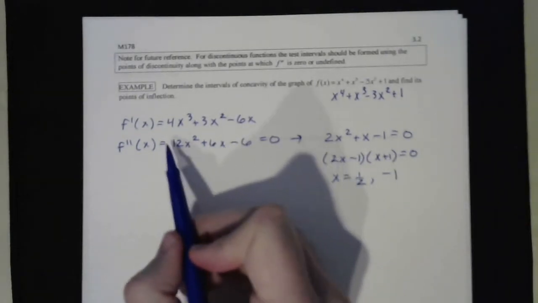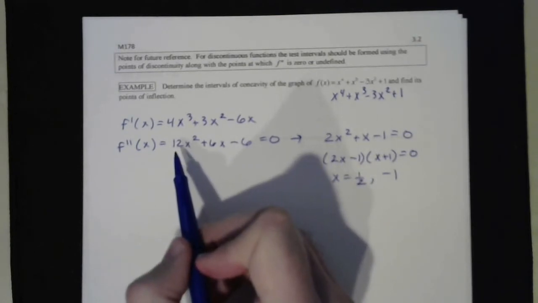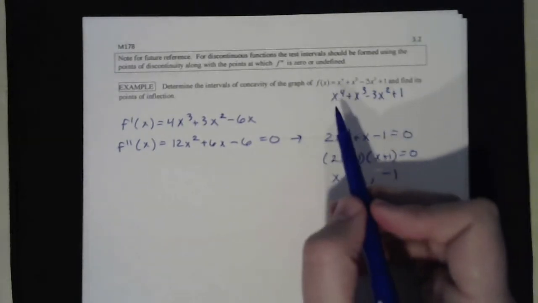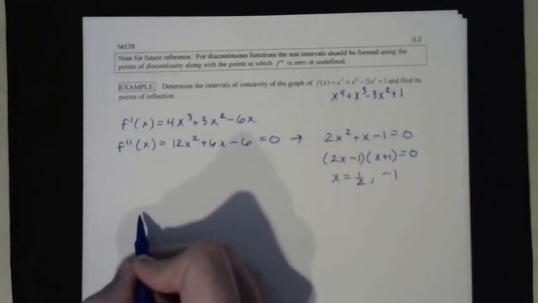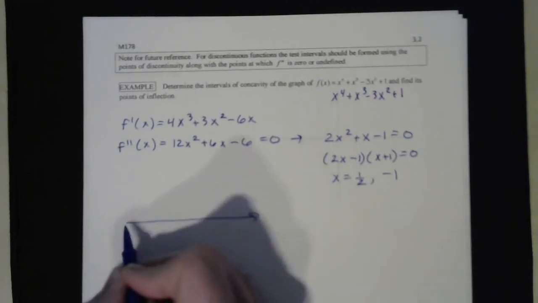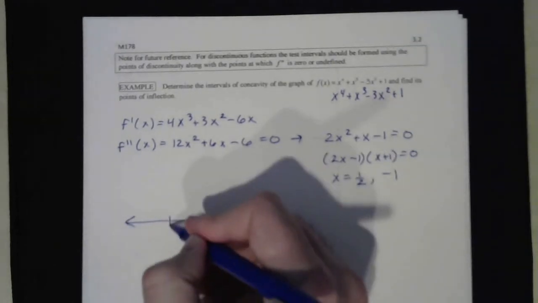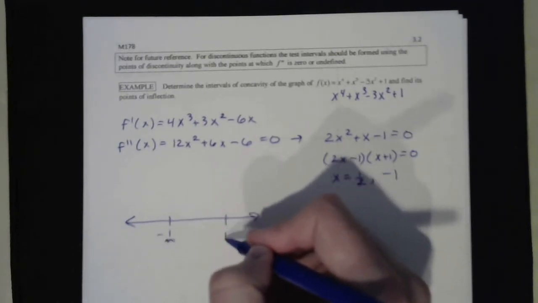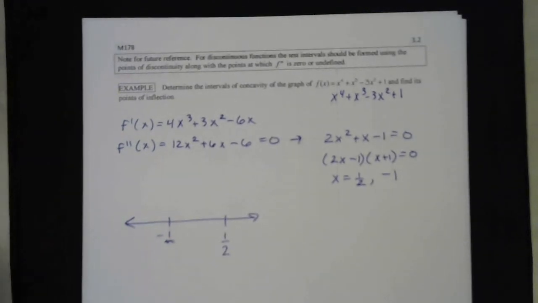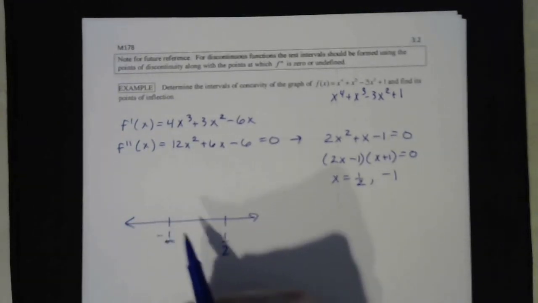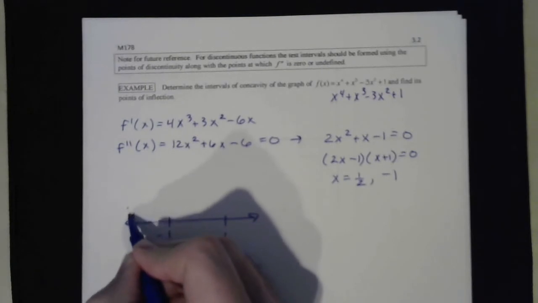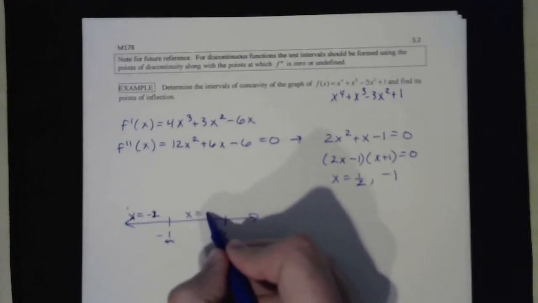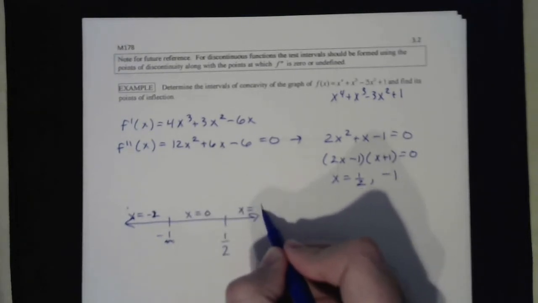To go back and take a look at your second derivative, no undefined points because it's a polynomial, back to the original function. No discontinuities because it's a polynomial. So our split points that we're going to set up here are just at -1 and 1/2. So we're picking values in between. I'm going to pick x equals -2 here, x equals 0, and x equals +1.